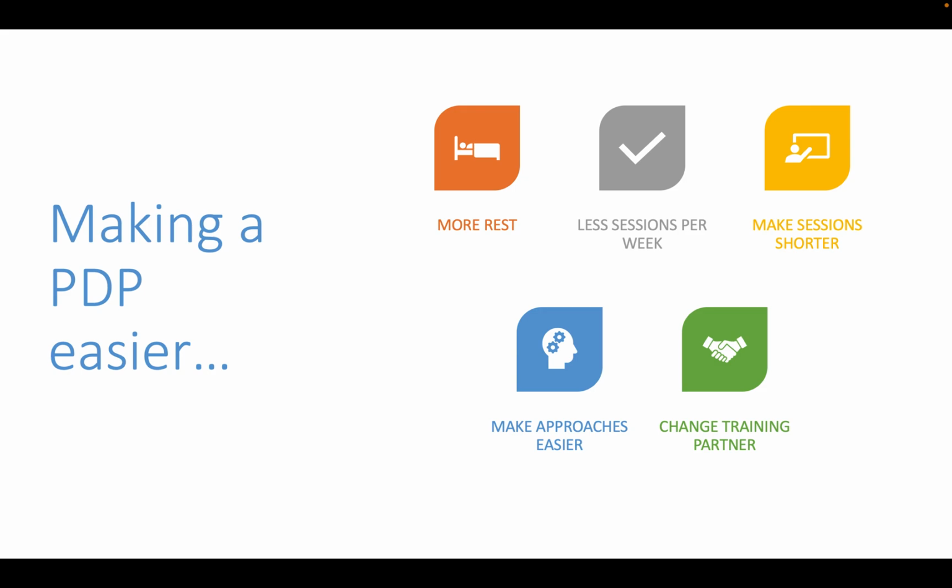Just the last part of today's video, we're going to look at how we might adapt a program to make it easier. Well, really, it's going to be the opposite of what we've been saying for how we might make it harder. So, for example, you might choose that in your sessions you get more rest. Now, that could mean that you're getting a longer rest period. It could even be that you're removing a session from the week.